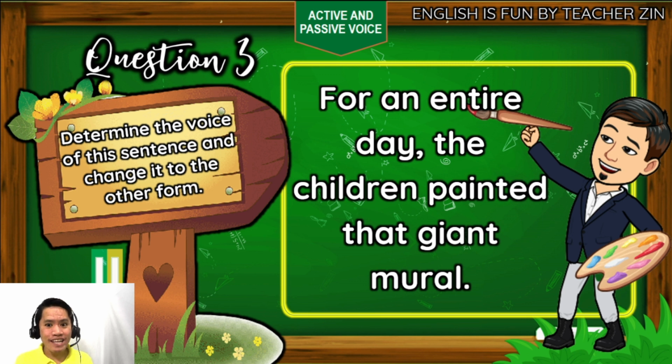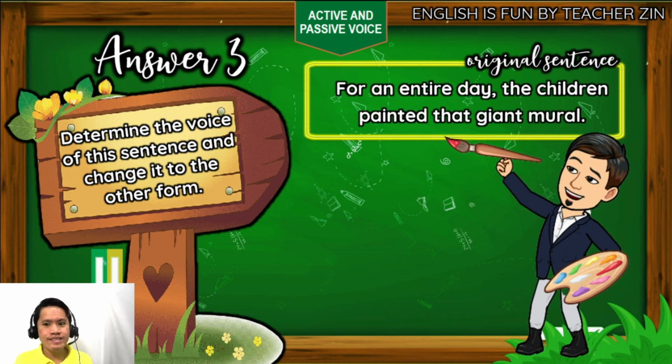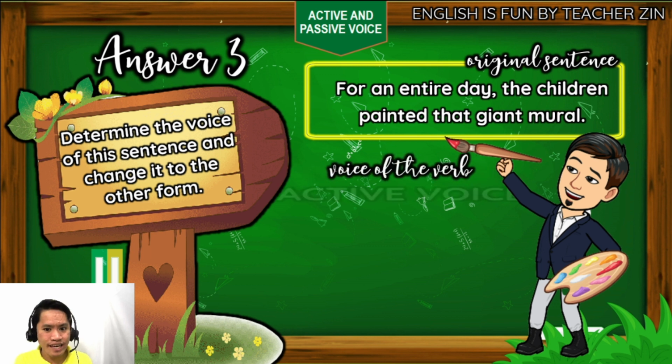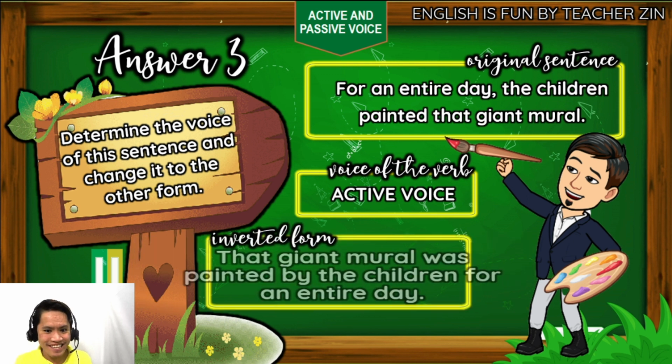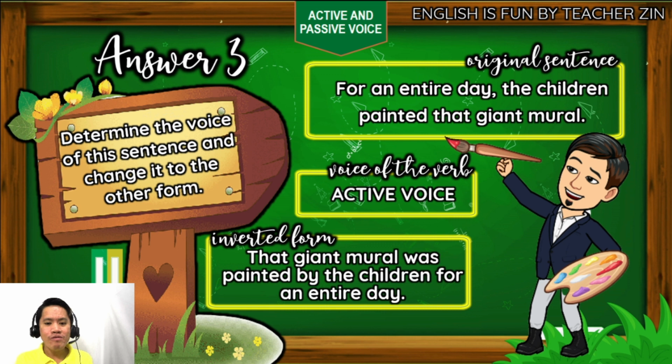Now let's see if your answer is correct, because the original sentence is in the active voice. And when we change it the other way around, it becomes like this. That giant mural was painted by the children for an entire day. Or we can also say, for an entire day, that giant mural was painted by the children. Alright?